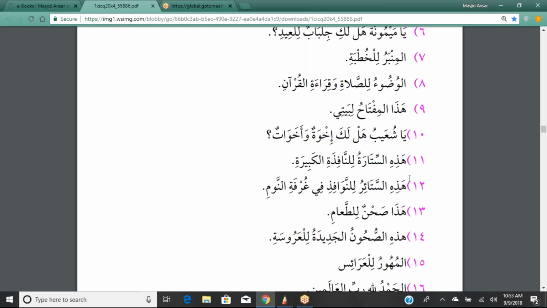الستارة للنافذة الكبيرة. This curtain is for the big window. الستارة. Now, sitr is like a covering. Sutra is like it's covering. But sitara is something that covers your window. A curtain. Sitara. You need these words.